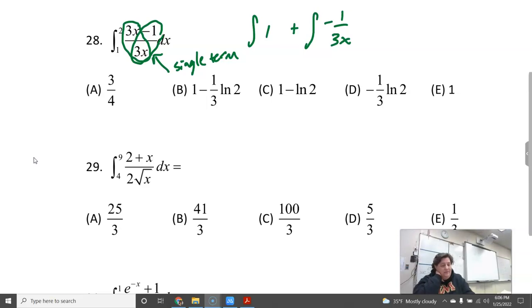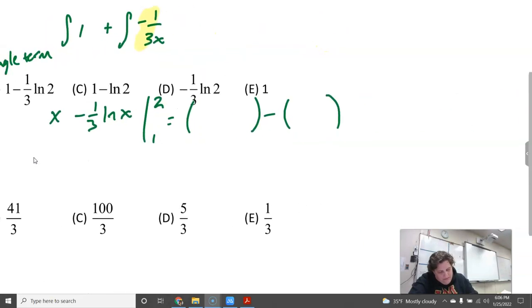Now, when I integrate both of these, the integral of 1 is x. Since I have endpoints, I'll put this all together. You guys remember, I can take out this constant and just integrate 1 over x, which is ln of x. So I can take out the -1/3, and then the integral of 1 over x is ln of x. From 1 to 2, let's do top minus bottom.